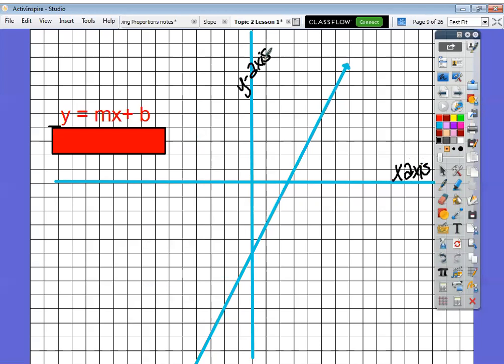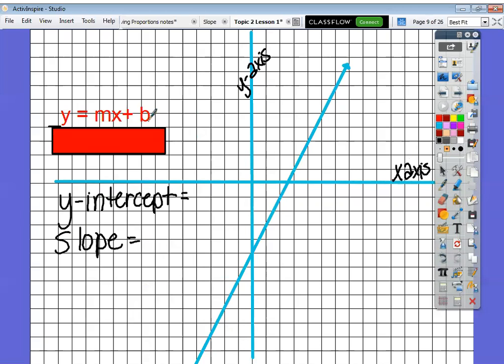Okay, so in order to do this, we have to identify two parts: the y-intercept and the slope. Let's start with our y-intercept first because that's the easiest one to do. We'll start at the beginning, the b. We're going to start with the b.